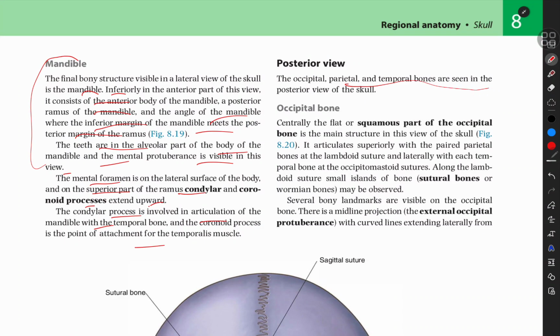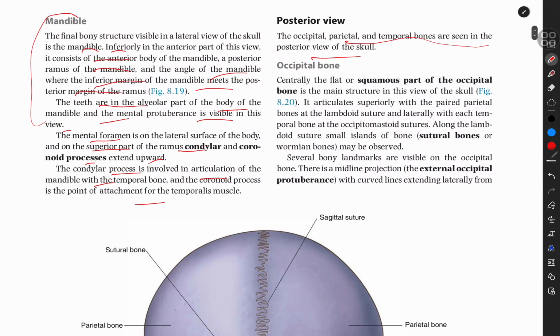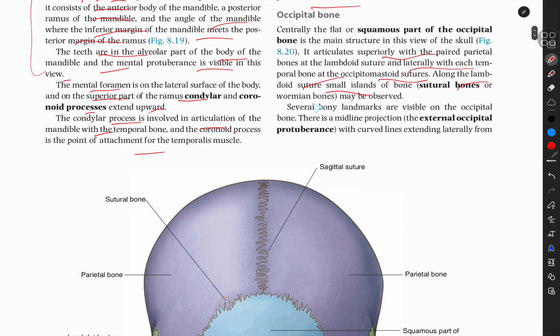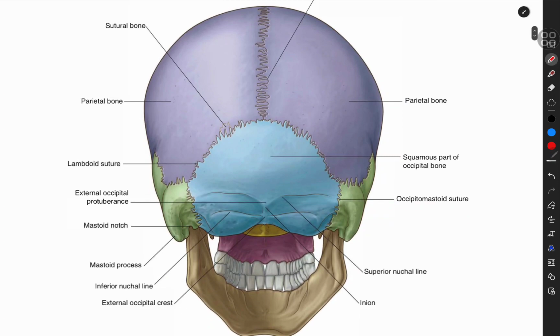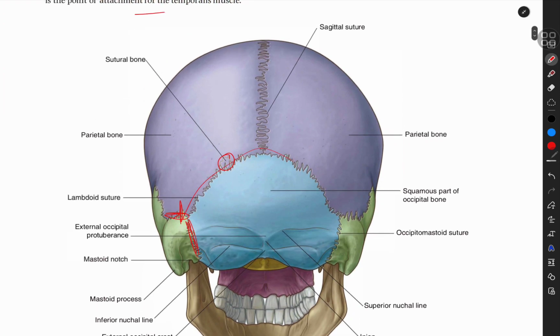The occipital, parietal, and temporal bones are seen in the posterior view of the skull. The flat squamous part of the occipital bone is the main structure in this view of the skull. It articulates superiorly with the paired parietal bones at the lambdoid suture and laterally with each temporal bone at the occipitomastoid sutures. Along the lambdoid suture, small islands of bone, sutural bones or Wormian bones, may be observed. So this is a sutural bone. This is the occipitomastoid suture, the squamomastoid suture, and this is the lambdoid suture.